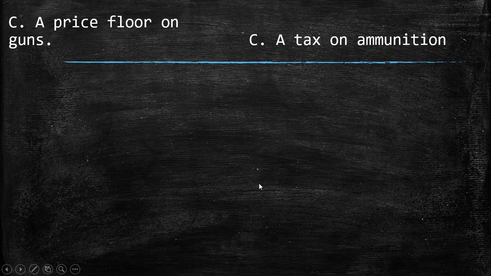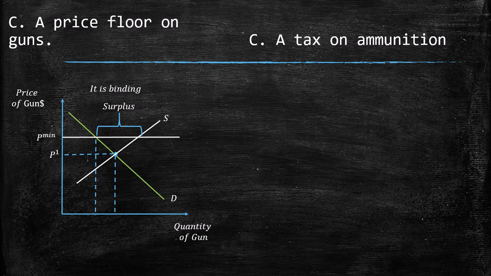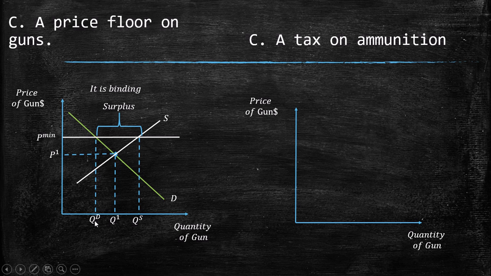Okay, now the next: price floor on guns. When we fix a price floor on guns, remember in this case it's binding. It has an effect when it is above the equilibrium price. So this is going to be the surplus. We have the reduction from Q1 to QD, and this is going to be a surplus because at this price the sellers desire to sell QS, but they just sell QD.